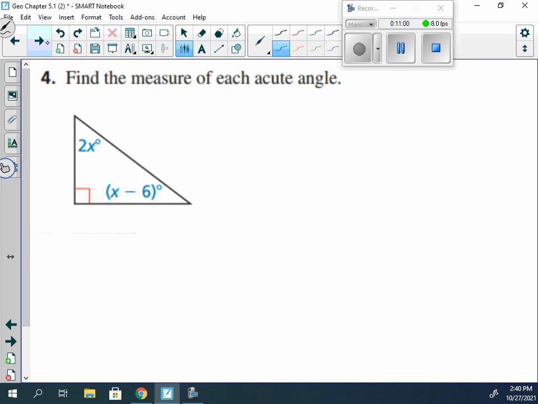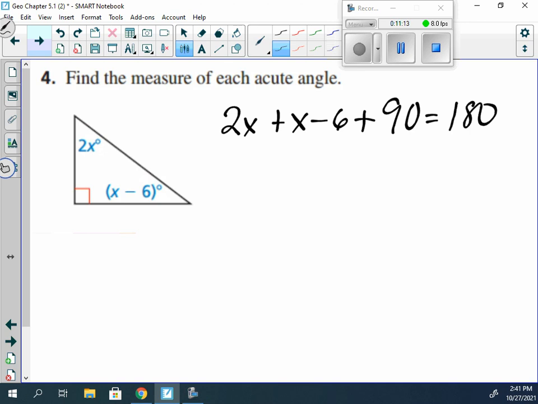So if I add these three angles together, so if I add 2x plus x minus 6 plus the other one, 90, this will equal 180, because the sum of any three angles in a triangle will always add together to be 180. Okay? Well, what are our like terms? If I have 2x plus x, I have a total of 3x. What is negative 6 plus 90? 84.